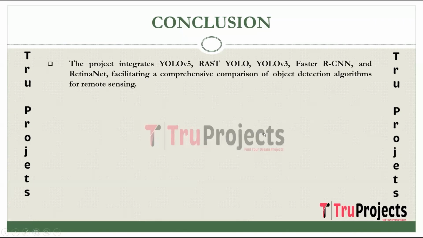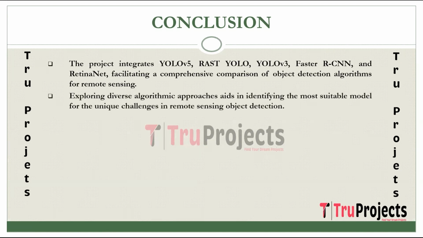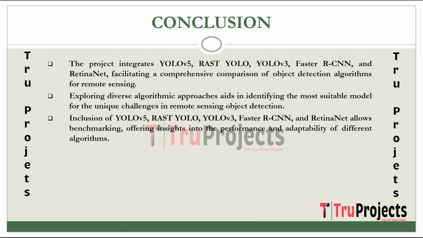Conclusion of the project. The project adopts a holistic approach integrating various state-of-the-art object detection algorithms including YOLO v5, RAST YOLO, YOLO v3, Faster RCNN and RetinaNet. This comprehensive strategy allows for a thorough comparison and evaluation of different methodologies. By incorporating a diverse set of algorithms, the project explores the strengths and weaknesses of each approach.